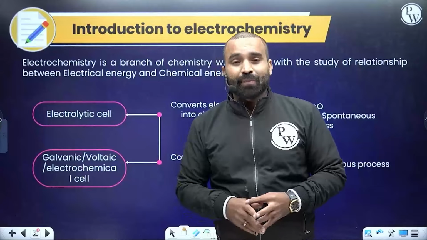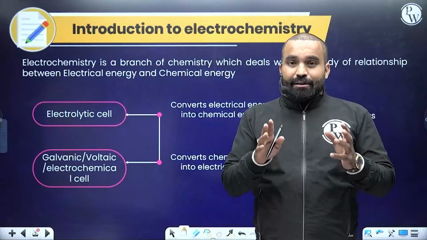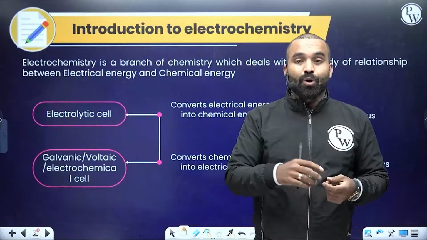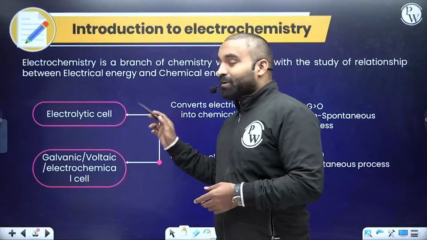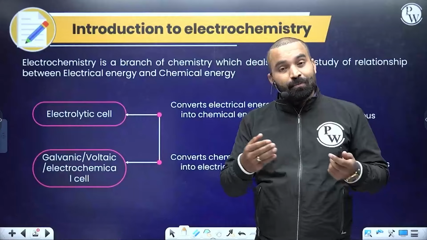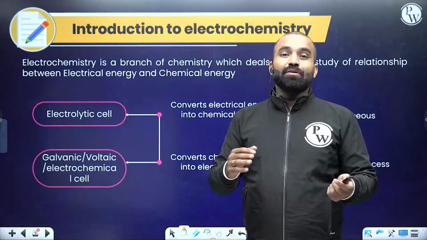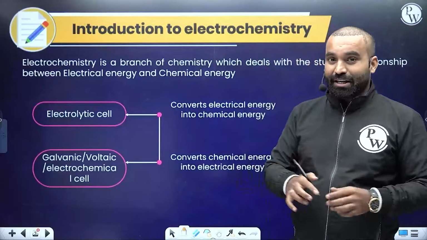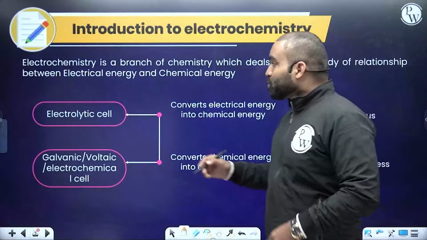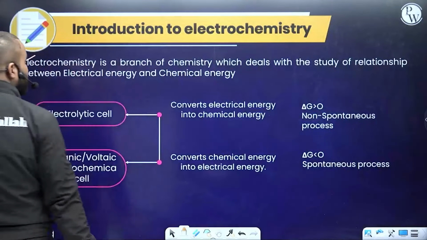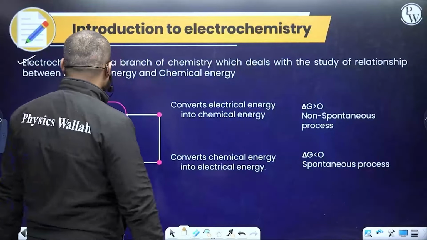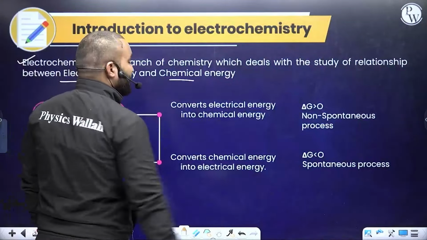What is electrochemistry? See, electrochemistry is a self-explanatory word, but it is made up of two words. One is electro and the other is chemistry. In this branch of science, we deal with the interconversion of chemical energy to electrical energy and electrical to chemical energy. As I said, interconversion it is. So from here to there or from there to here, we just move back and forth. So electrochemistry is a branch of chemistry which deals with the study of how we change electrical energy into chemical energy and chemical energy into electrical energy.